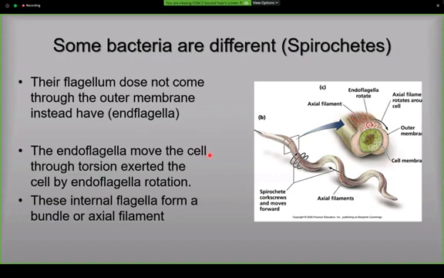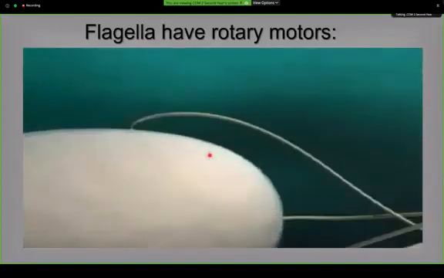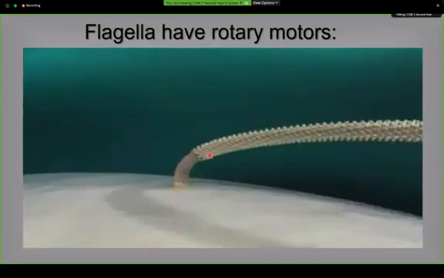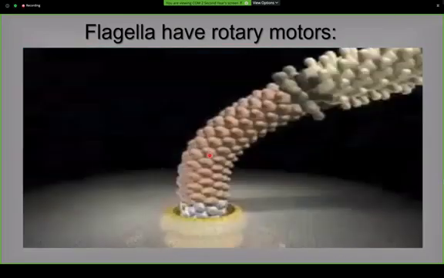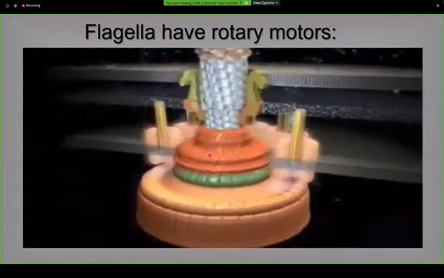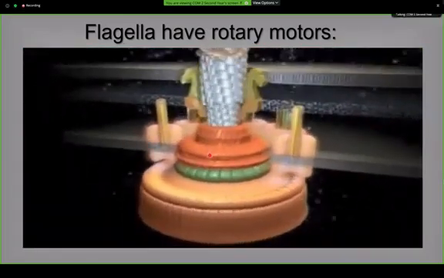I'm going to show you a video. It's a bundle of axial filaments, and if you want to see how it moves, you see the external is the flagellum, connected to the rod, and then this is the disc. The disc could be like 1, 2, or more.